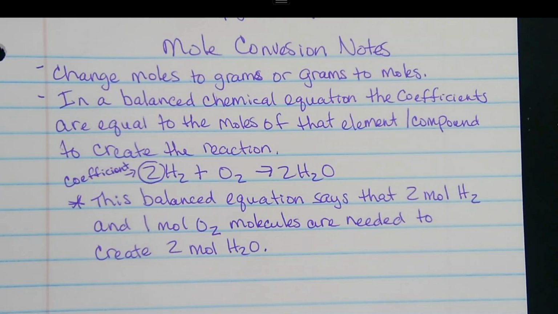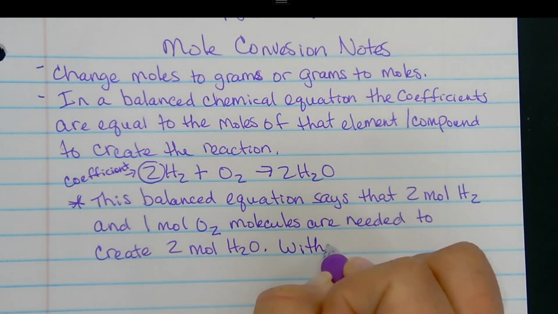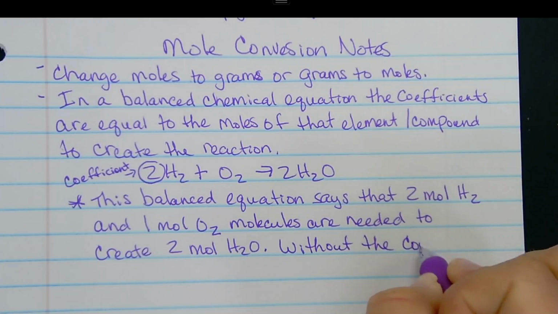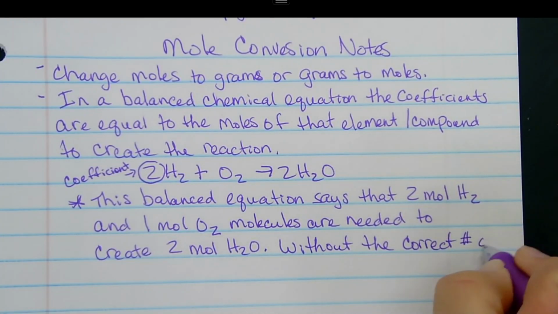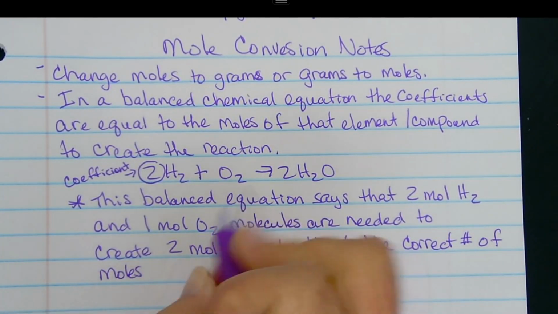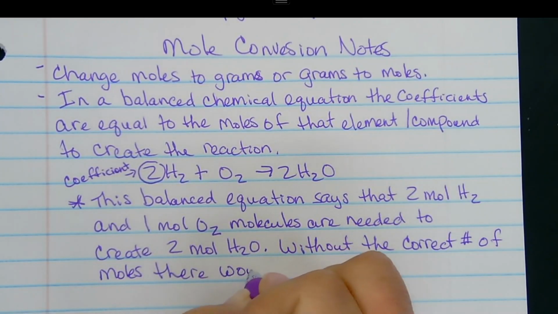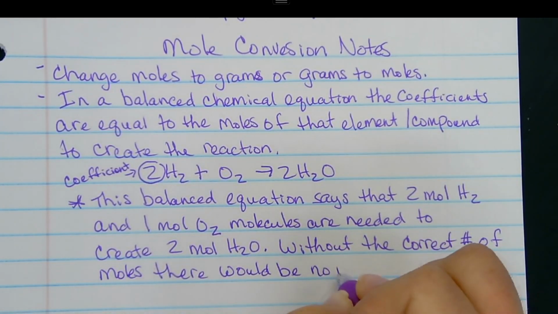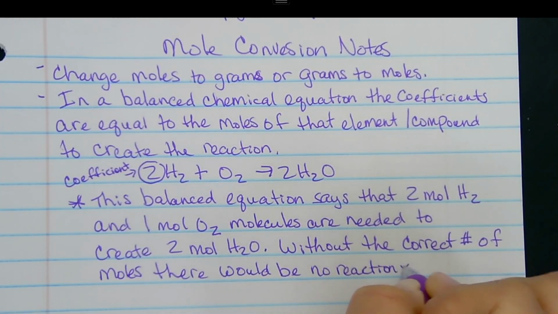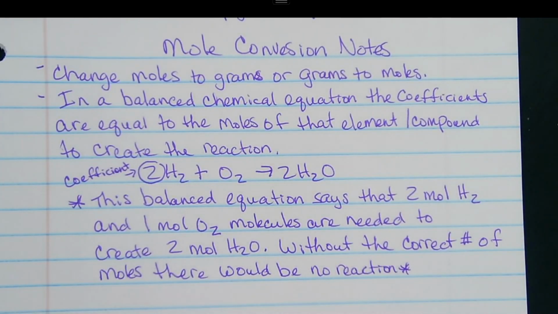And without the correct number of moles, there would be no reaction. Or there would be an overreaction. So if I added too many moles, we'd have too big of a reaction. If we added too little moles, we'd have no reaction at all, okay? So it's really important that we understand that it doesn't just represent one molecule of compound, it's 1 mole or 602 hexillion of them, okay? Is really what those numbers represent.